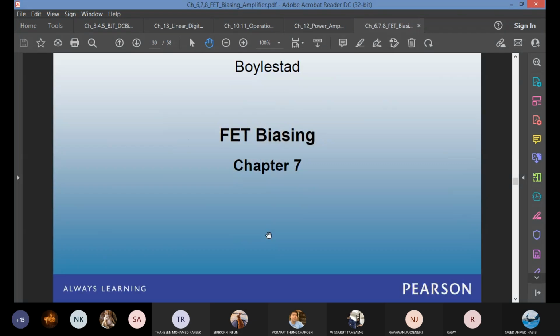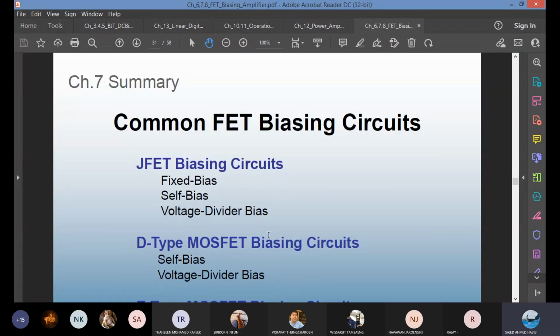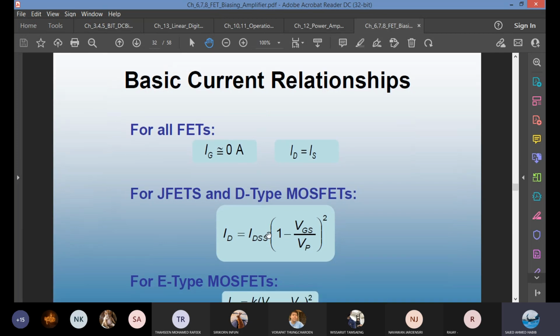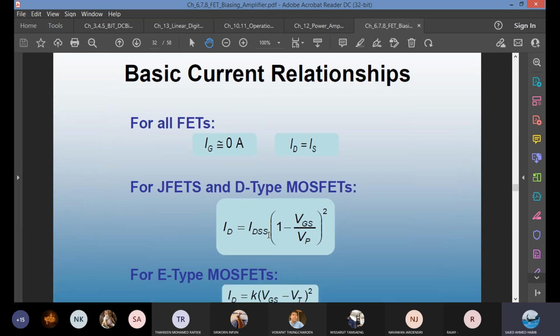Okay. We have the biasing. There are 3 biasing circuits for the JFET, but you need to remember these basic relationships. For all FETs, input current IG is 0 ampere because we assume a very high input impedance. The drain and source current, they are the same. It is the same current flowing through the same channel. It's like the series circuit current. In the series circuit, you have the same current.